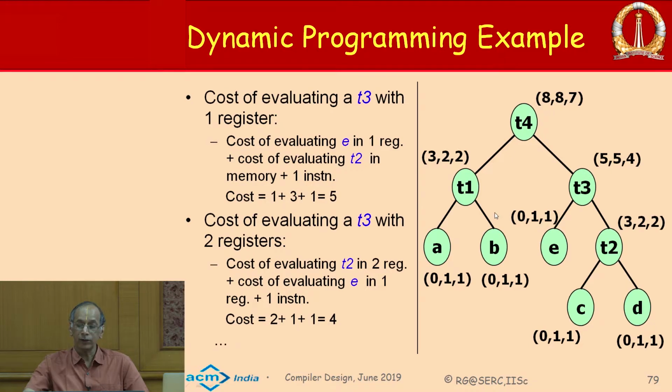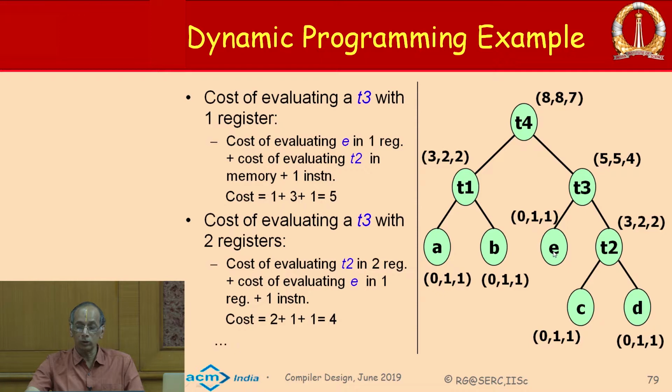Now, let us find out the cost of evaluating T3 using 2 registers. Again, with 2 registers, there are several possibilities. Let us find out which one is going to cost the minimum. I have only one example done here, maybe we can quickly work out the other. So, if I have 2 registers, I could give one register for this and one register for that. One register for this and one for that would add up to 1 plus 2, 3, plus 1 more, which is 4. So, that is one possible value.